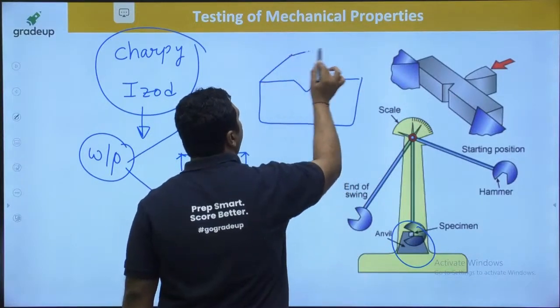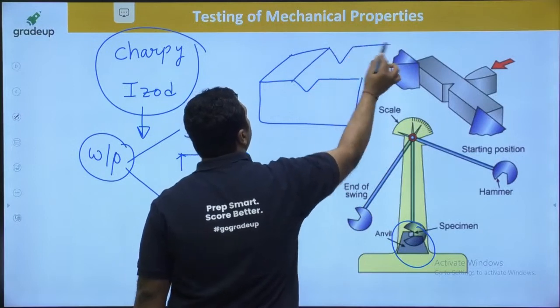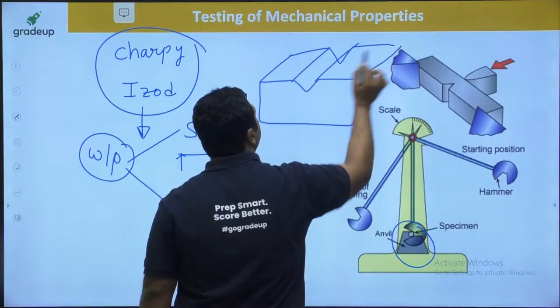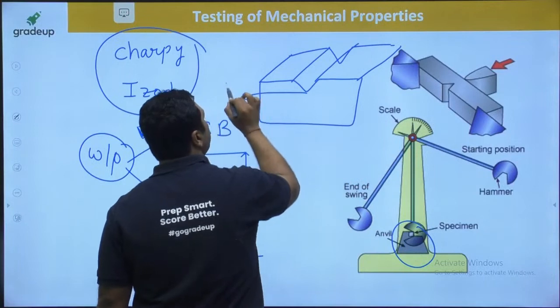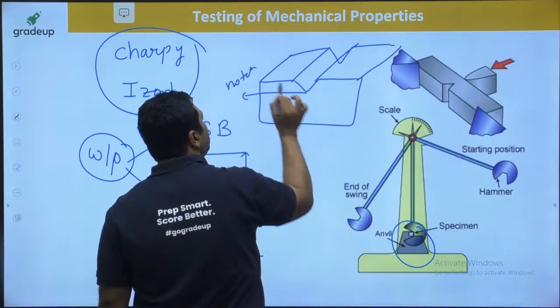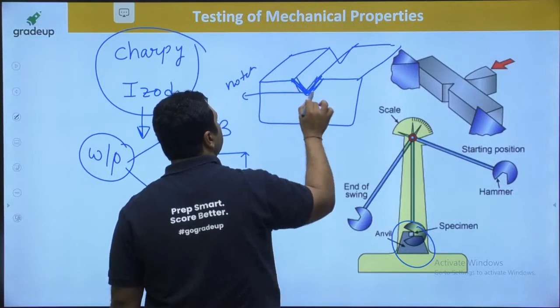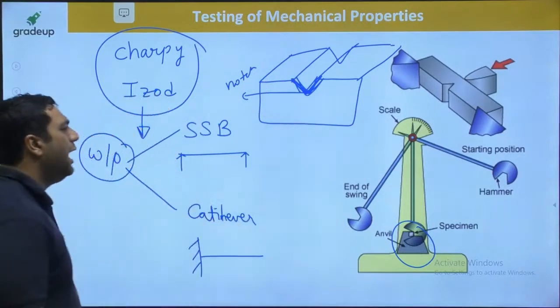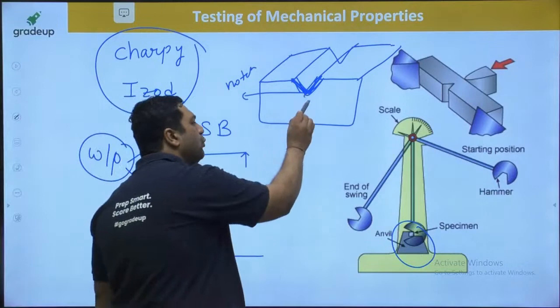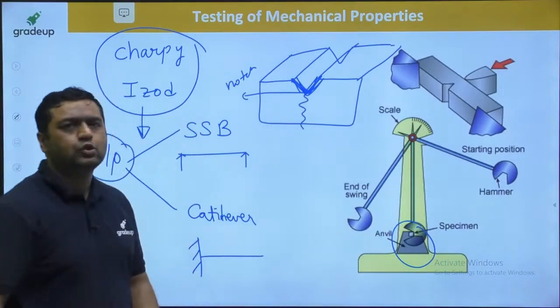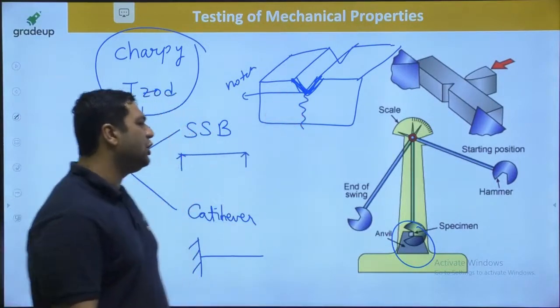And the point you can see here is said to be the notch. It is provided because we intentionally want the failure or fracture of the material to occur from this point only, and the specimen should be divided into two parts along this. So that's why we are providing it here. This is said to be the notch.